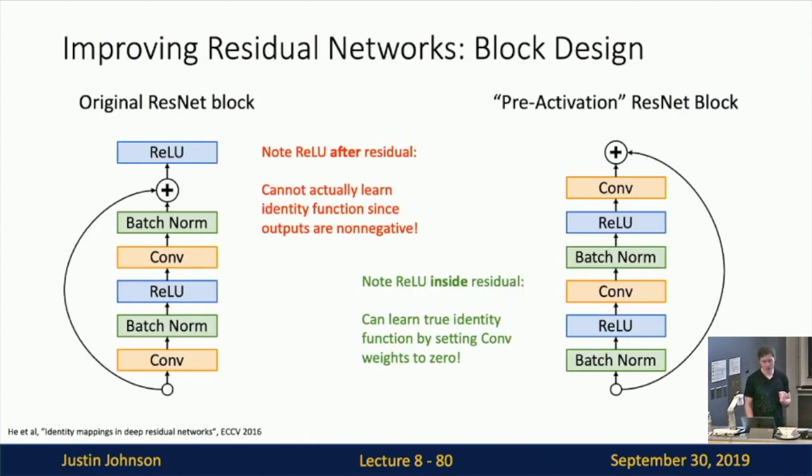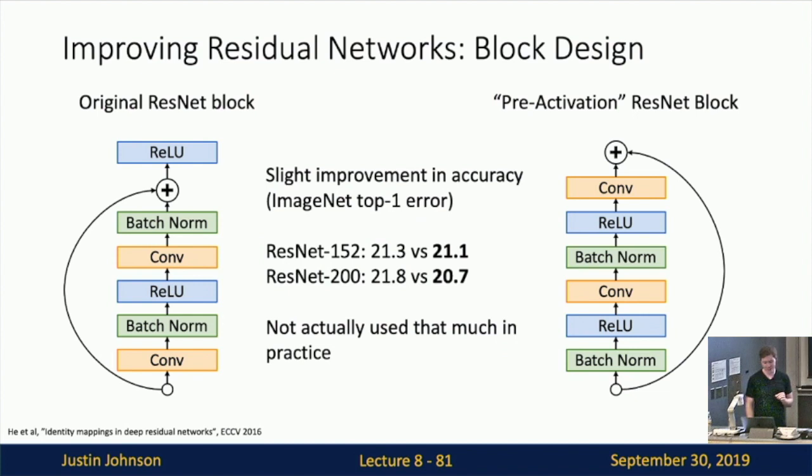There was a follow-up paper on residual networks that played a little bit with the exact organization of batch norm, the exact order of convolution, batch norm, and ReLU. And they found that by shuffling the order of these things, you could get it to work a little bit better, which was kind of interesting to see. I think that is maybe useful if you're trying to squeeze out that last little percentage of performance from your residual networks.